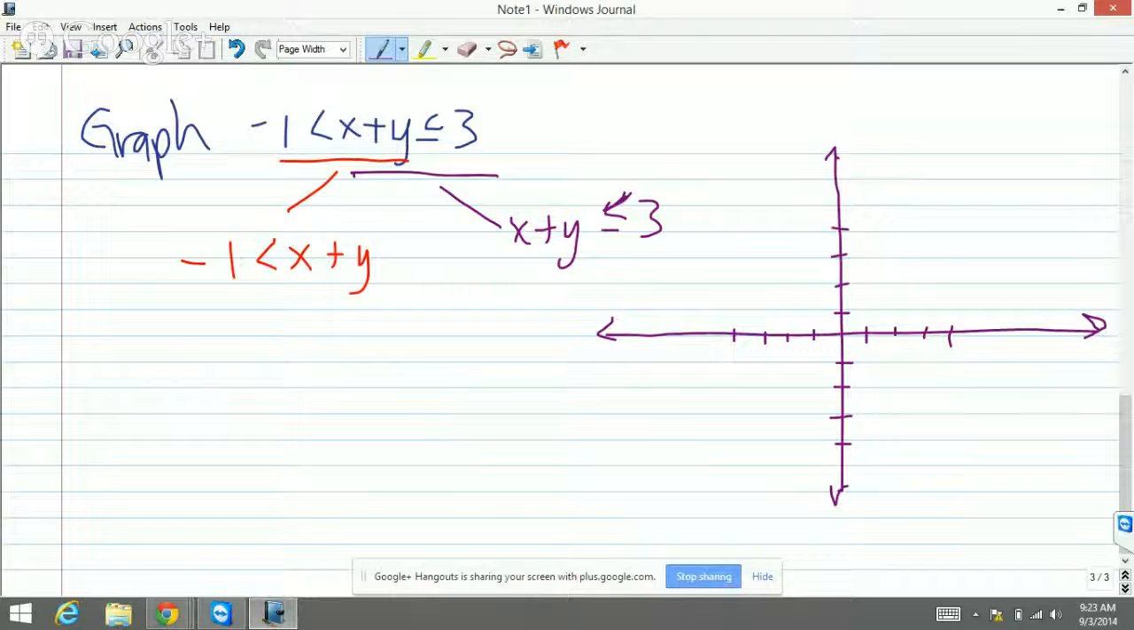Y is greater than negative x. And y is less than or equal to negative x. See, I did it by myself.